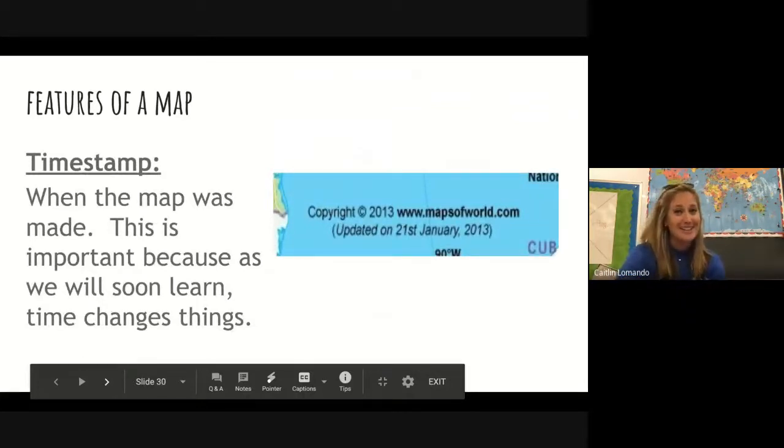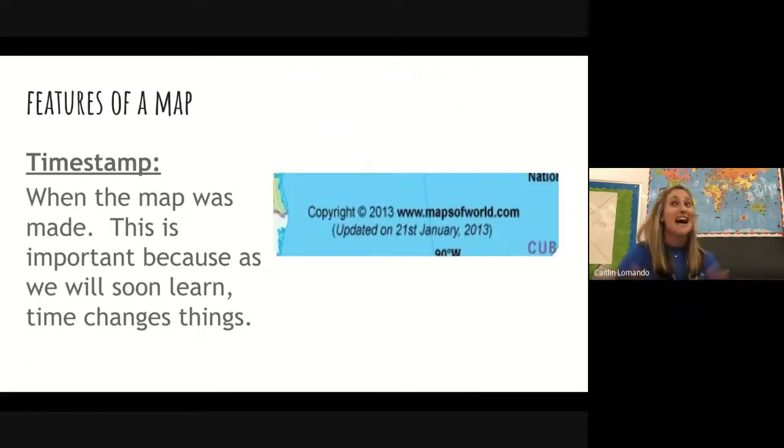Really important. Sometimes maps have a timestamp. That tells us when the map was made. This is super important because, as we will soon learn, things change over time. The map we were looking at was made in 2013.